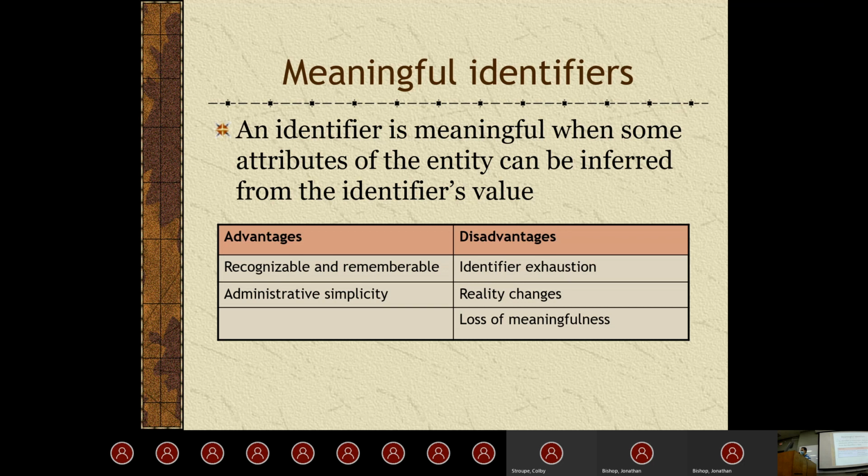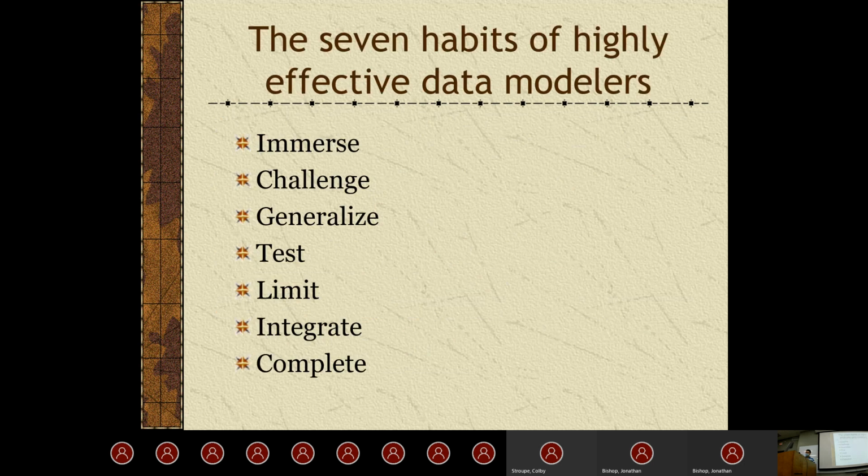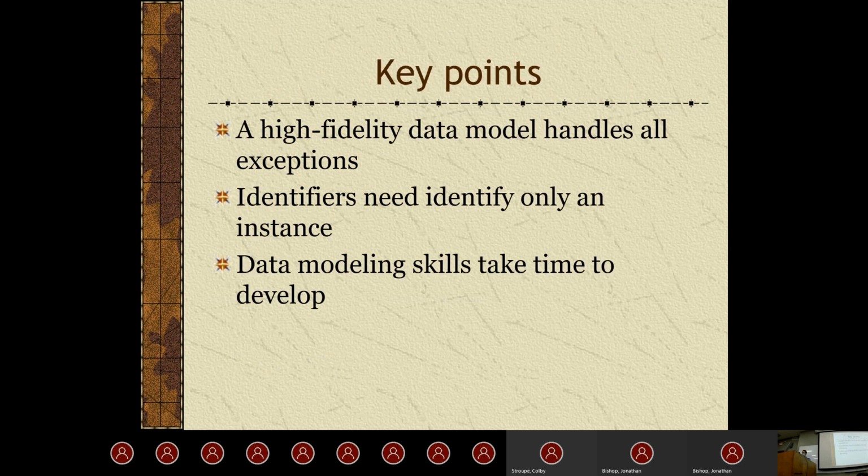Looks like we have some stuff about meaningful identifiers. Just make sure that the stuff makes sense. I've kind of gone through that. Here's some things to think about. To be successful in this process, immerse yourself in what the business wants to do. You make it challenging. You don't just focus on one aspect. You instead focus on the larger picture. You make sure that the model is generalizable. You test it. You see what sort of limits does it have? What sort of problems? Can we address those? You integrate all the feedback, and then finally you complete it. So that's just kind of what we're talking about here.